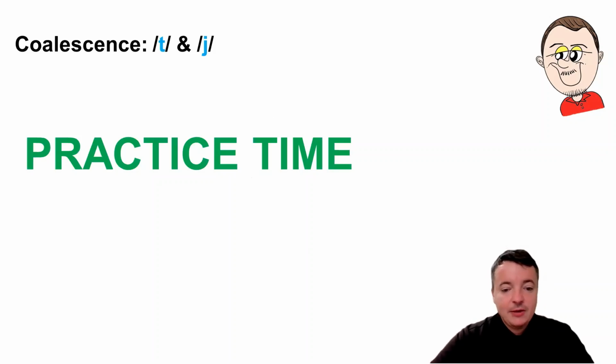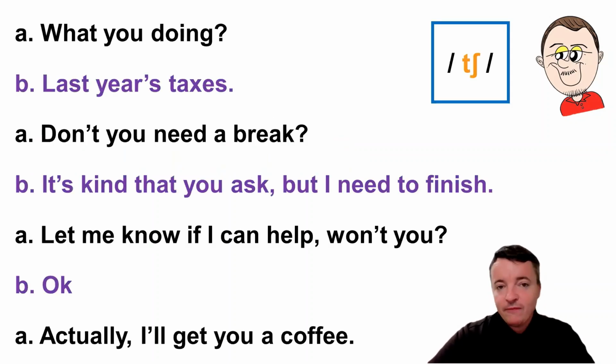So let's have a practice. I have here a short conversation. Pause the video. Can you find the different places where t and y coalesce to make ch? Okay, pause the video, have a think. Okay, you ready? Let's check. First, listen to me. What you doing? Last year's taxes. Don't you need a break? It's kind that you ask, but I need to finish. Let me know if I can help you, won't you? Okay. Actually, I'll get you a coffee.